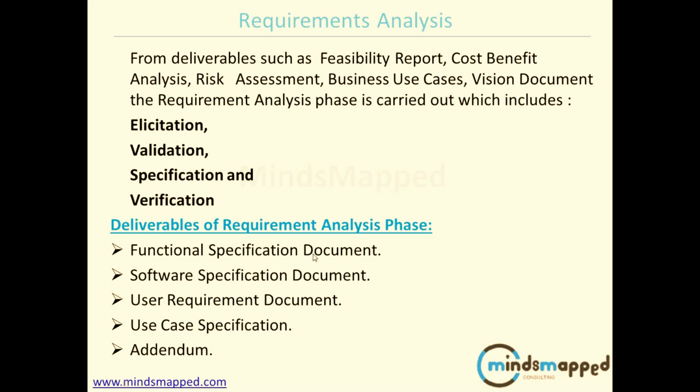Functional specification document and SRS. Most of the people get confused about what the difference is between the two. The functional specification document is more for the management, showing what all the modules would be there.